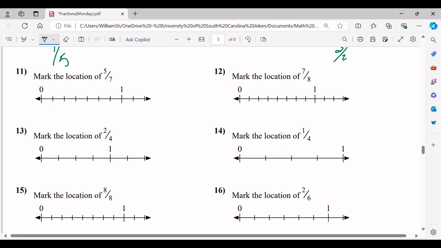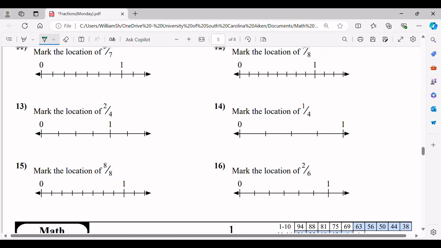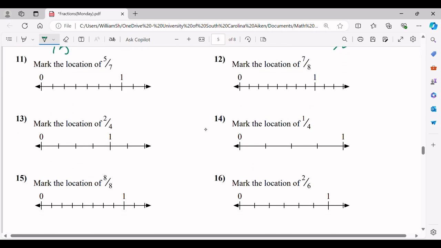Location of 2 out of 2. 1, 2. 2 out of 2 is the same thing as 1. You can see that it reduces to that, no problem. A few of these left. Marking the location of 5/7. 1, 2, 3, 4, 5, 6, 7, right? So this is our 5/7 location.